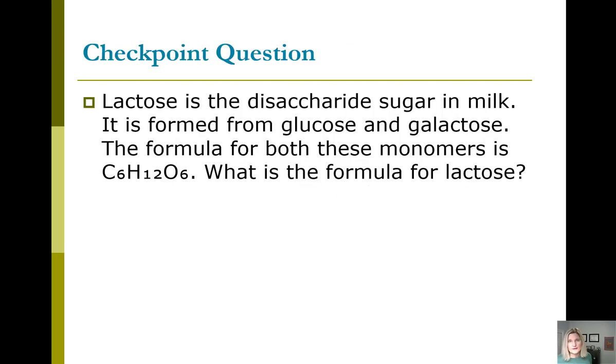Lactose, we just saw in the video, is where we have glucose and galactose formed together to form lactose. So what would be the molecular formula of lactose if glucose and galactose have the same molecular formula of C6H12O6? So what would be the molecular formula of the disaccharide lactose?